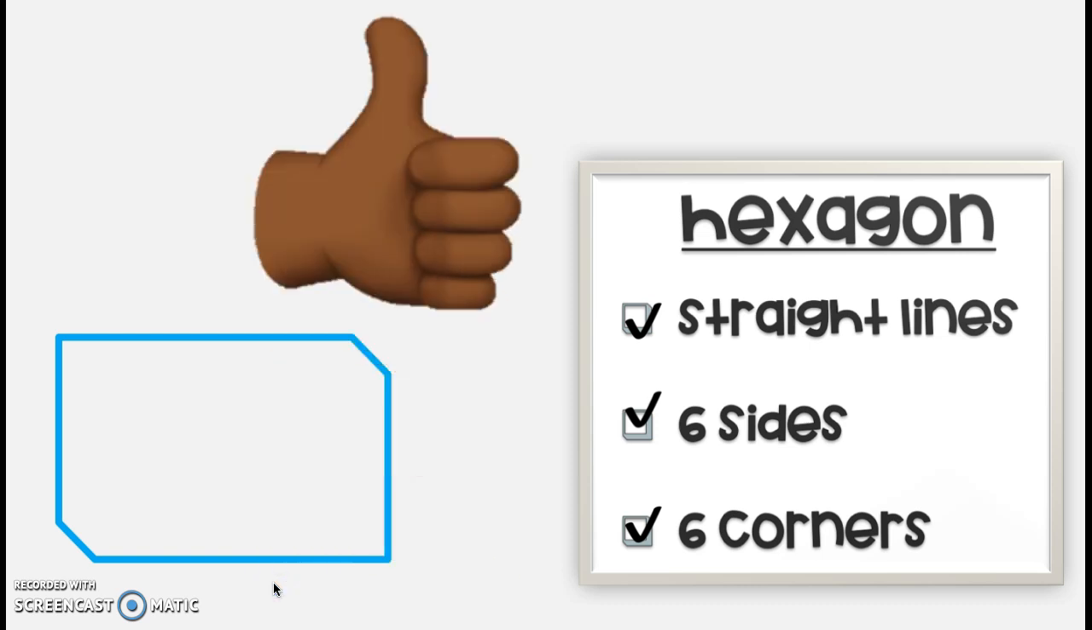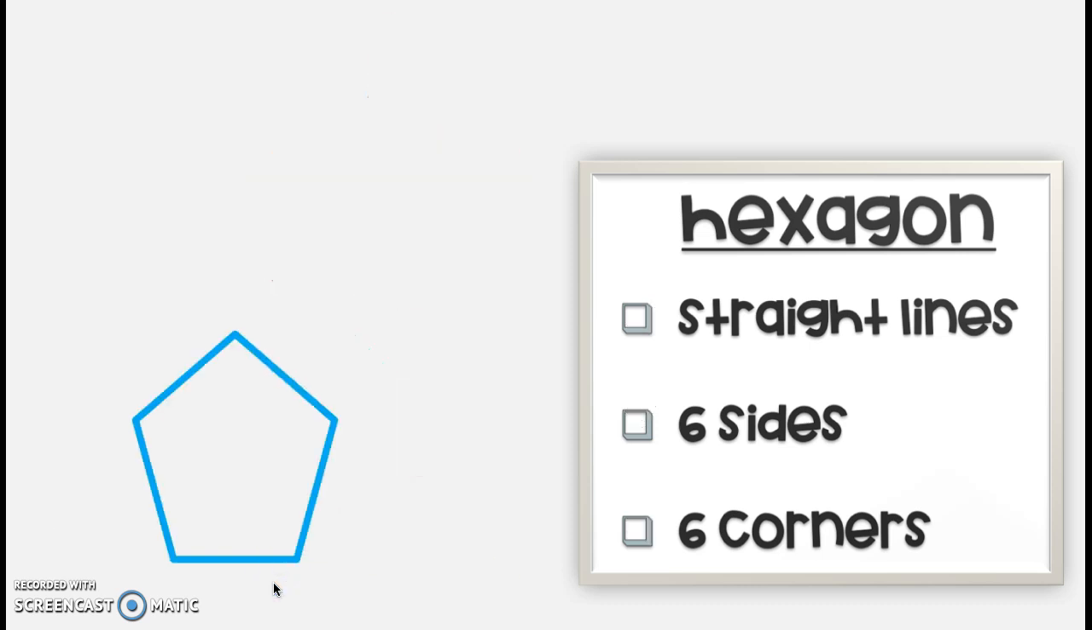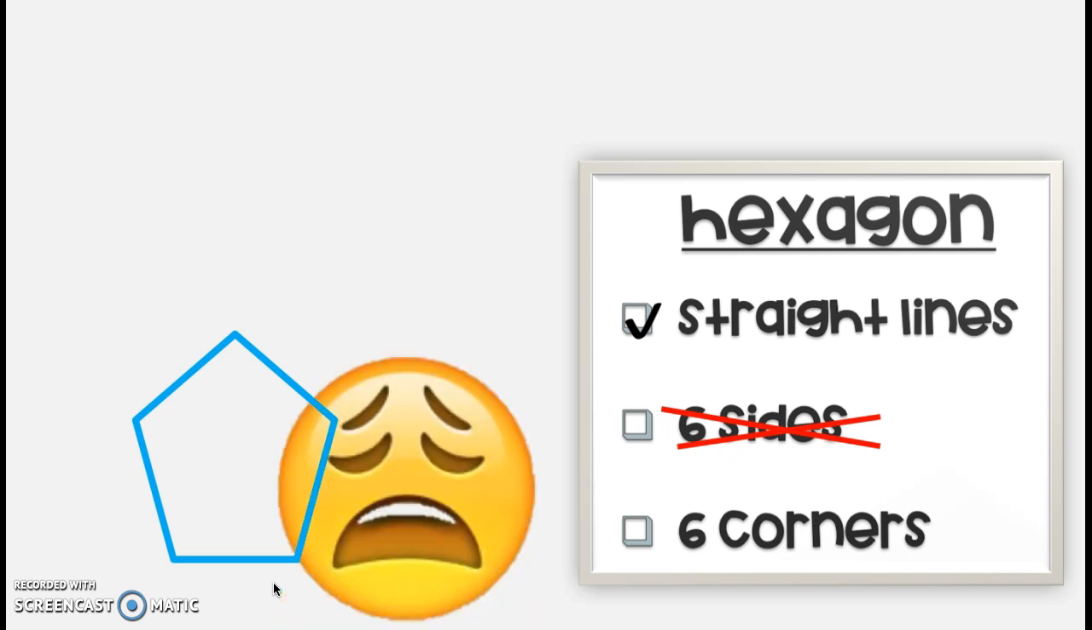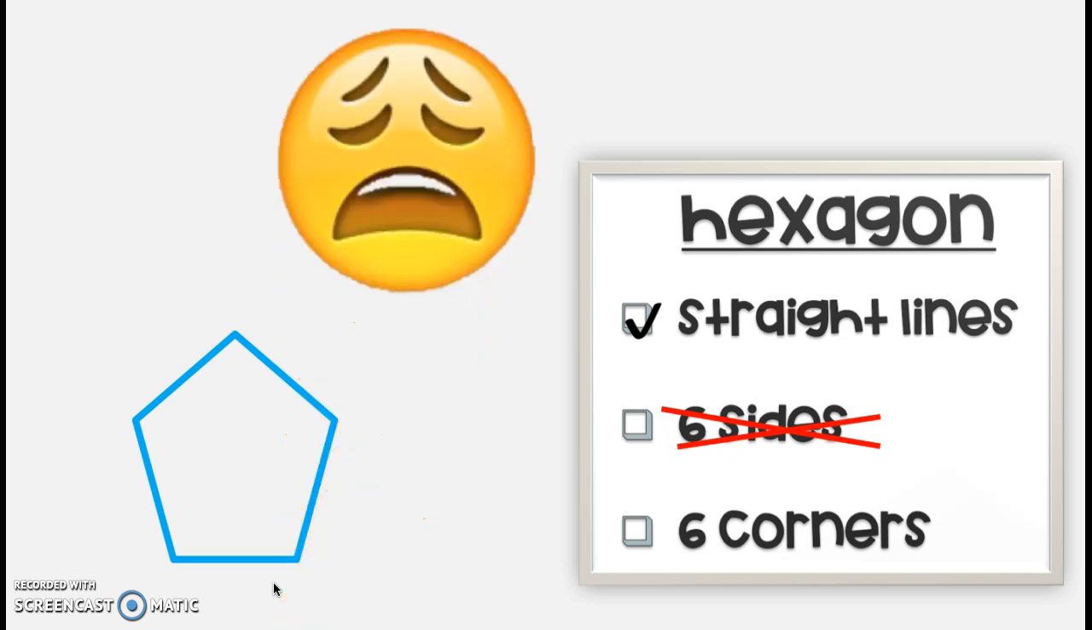Good job. What about this shape? Is this shape a hexagon? Okay, I hear you loud and clear. Yep, straight lines for sure. Ooh, what about 6 sides? Let me count. 1, 2, 3, 4, 5. Does it have 6 sides? It doesn't have 6 sides. So is it a hexagon, friends? No, no way. This is not a hexagon.